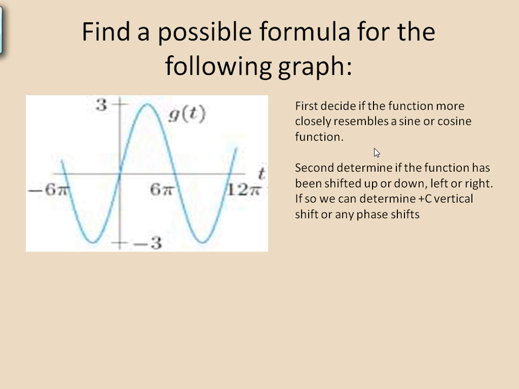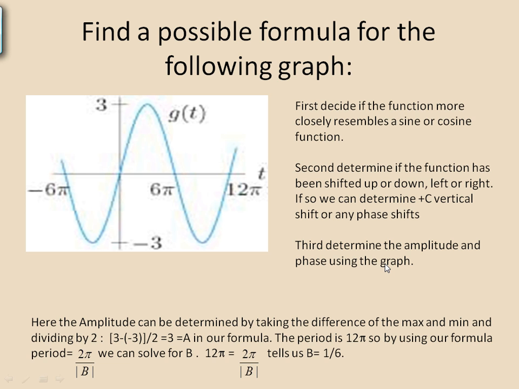Second, determine if the function has been shifted up and down, left or right. So does it stray from the normal horizontal 0? Here it doesn't appear to. It starts and goes through the zeros like we expect it to. Lastly, we need to determine the amplitude and the period and phase using the graph.